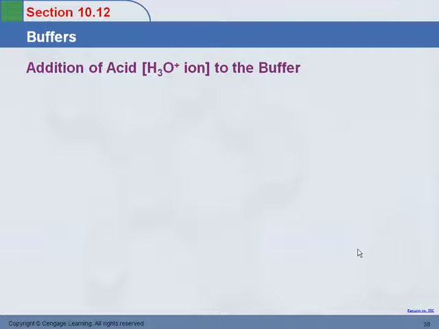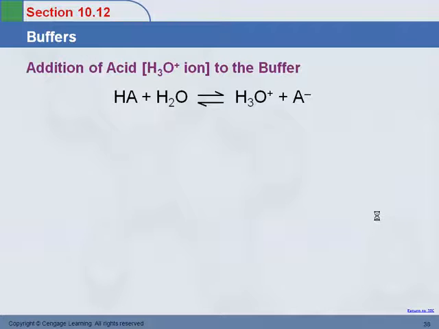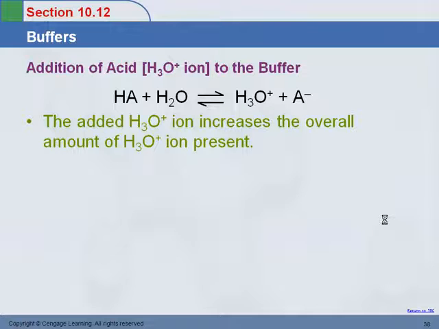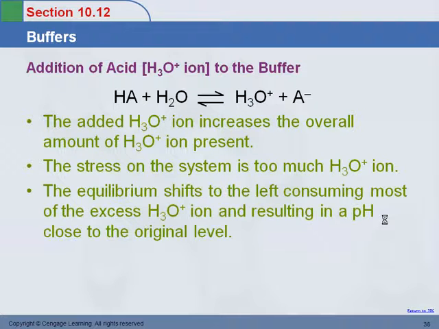On the other hand, if I'm going to add acid to a buffer, there's my buffer reaction again. In this case, my hydronium ion concentration is coming in, and it's going to increase the total amount of hydronium ion present. It's too much for the poor little hydronium ion, and so my equilibrium is going to shift back towards reactants. And since that's the case, acid will get consumed, and therefore the pH will drop back down to where it was originally.